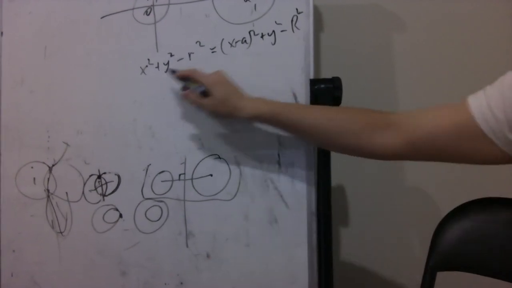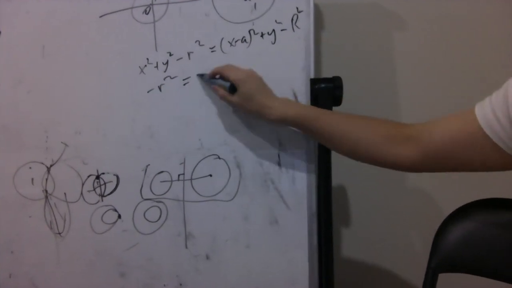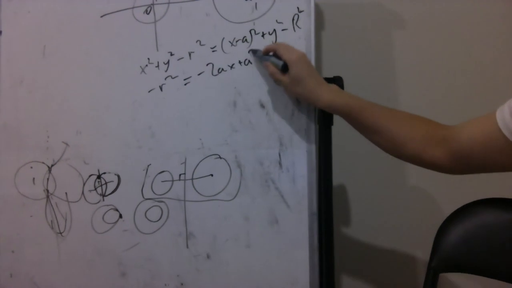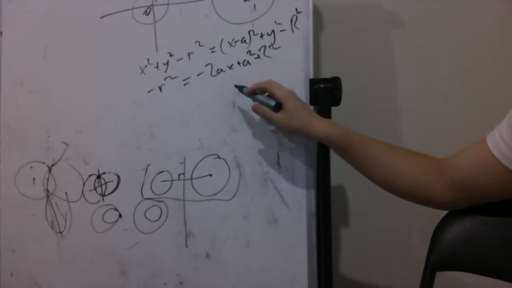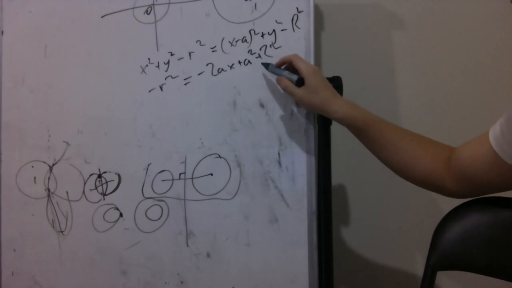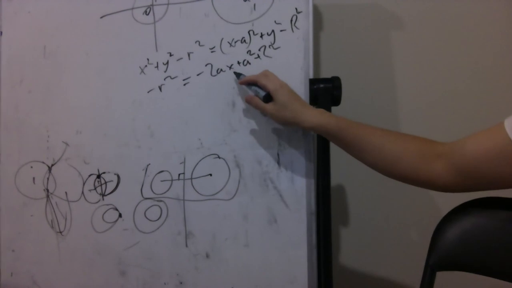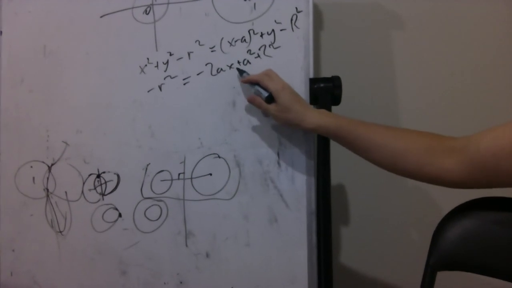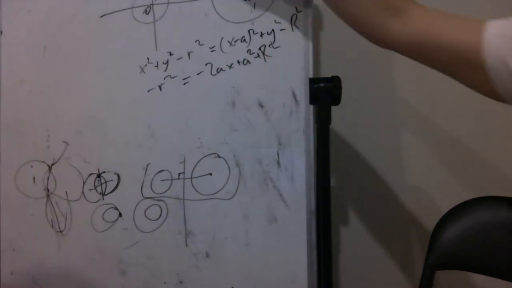But so the x squared plus y squared cancels, so it's minus r squared equals minus 2ax plus a squared minus r squared, right? That's a straight line, and we can calculate where it is. So it's x equals something. So it has to be vertical. So it has to be perpendicular, right?